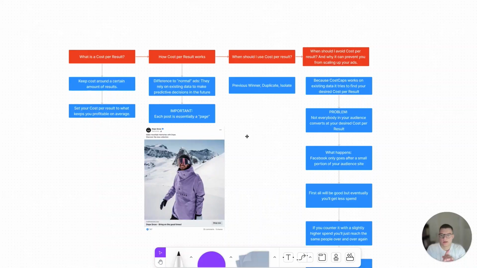What is a cost per result? How does a cost per result work? When should you be using cost per result and when should you be avoiding cost per result, because it can seriously prevent your ad account from scaling up. So yeah, I would say let's get right into it.